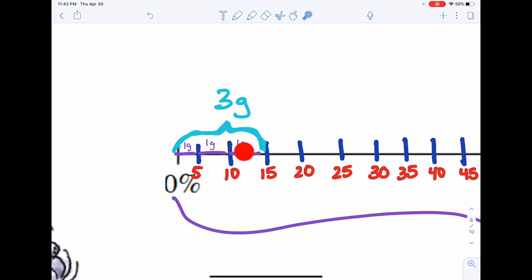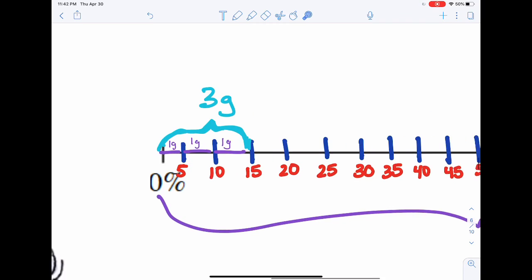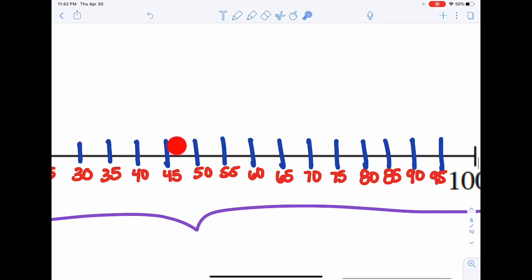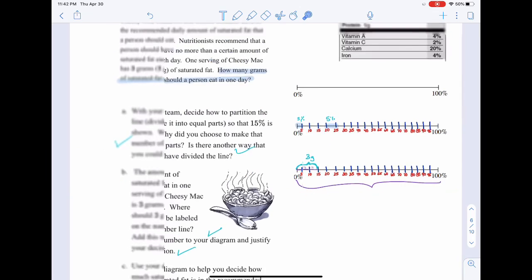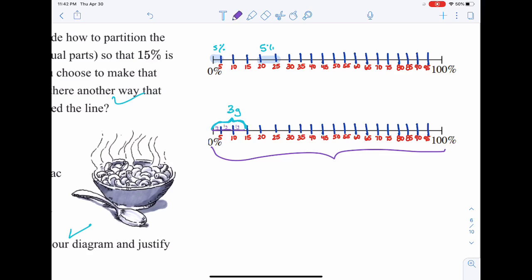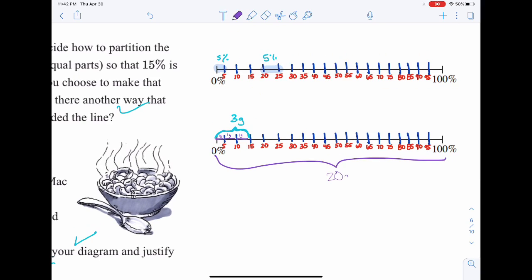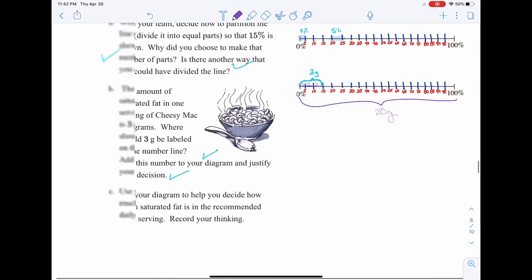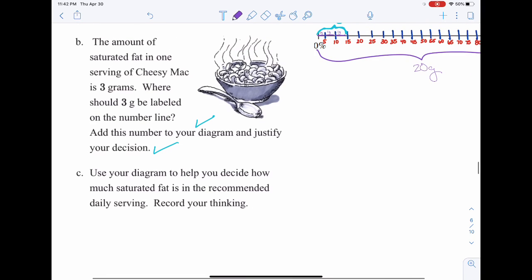1, 2, 3, 4, 5, 6, 7, 8, 9, 10, 11, 12, 13, 14, 15, 16, 17, 18, 19, 20. So there are 20 grams. So that means 20 grams is 100% of the daily serving. So that's how we figured it out.